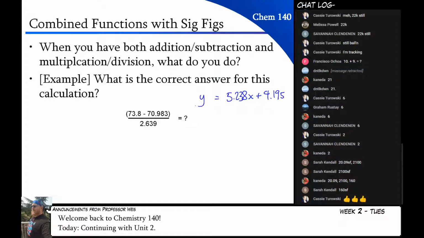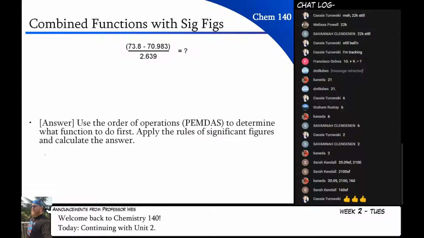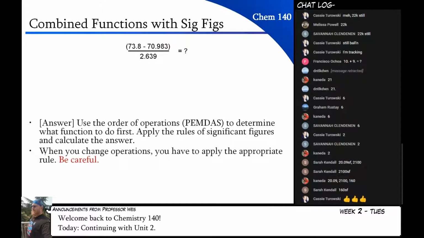And we'll just say that this equals y. What would the first step be? Well, it'd be subtraction. Then the next step would be division, right? So we have to do both types of operations all the time. How do we do this? And the answer is, here's the short version. Every time you change operations, you stop and consider sig figs, okay? So you have to be careful.